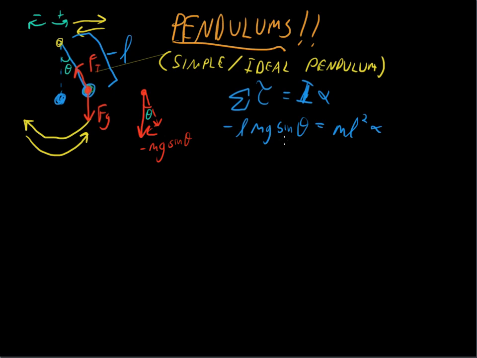So what we can do then is, if we want to, we can cancel out these L's. And we can also cancel out the M's, or at least some of the L's. So I'm going to go ahead and do that for now. I'll probably bring them back in at some point to make a point. But we can cancel those out, and then we get the opposite of g sine theta equals L times alpha. This term right here is very vexing. What it means is that the sine of the angle is what's important.